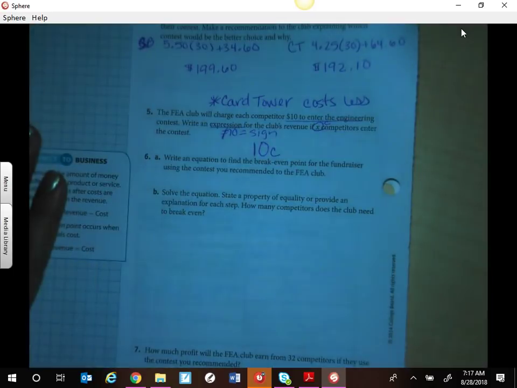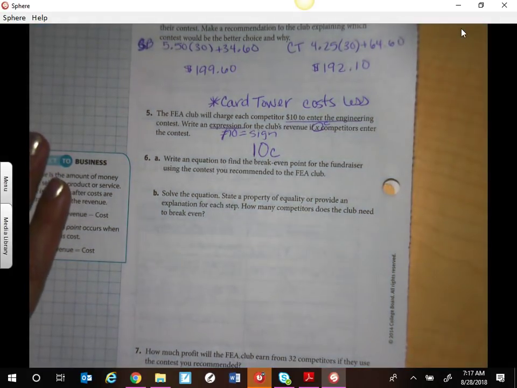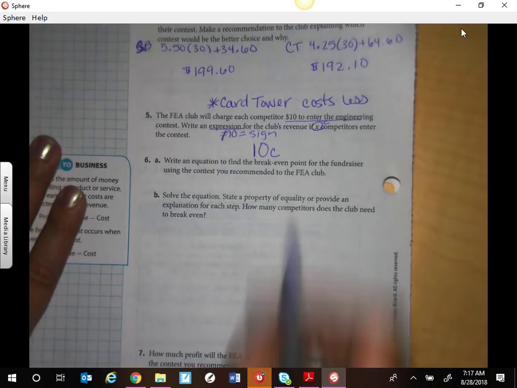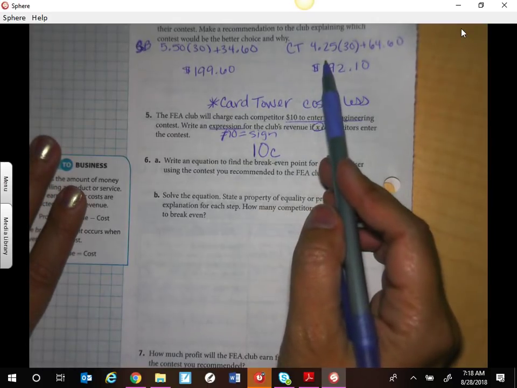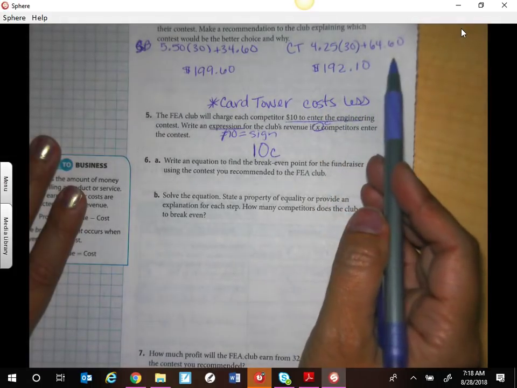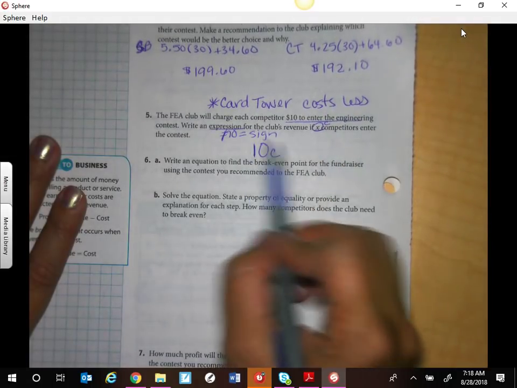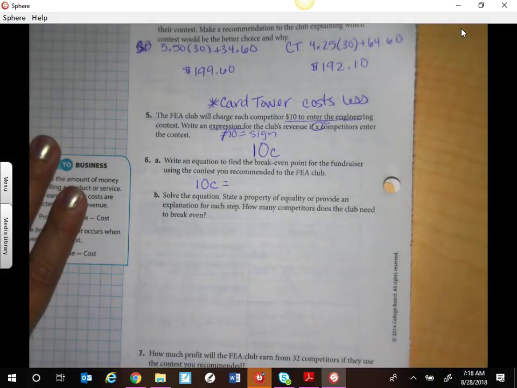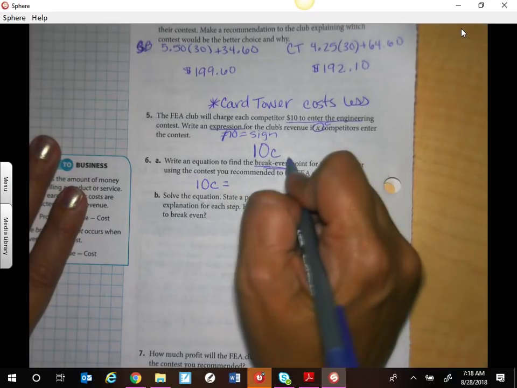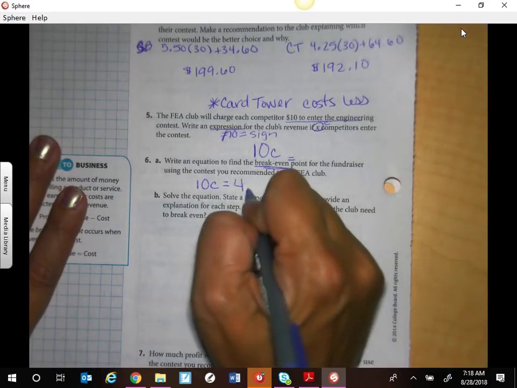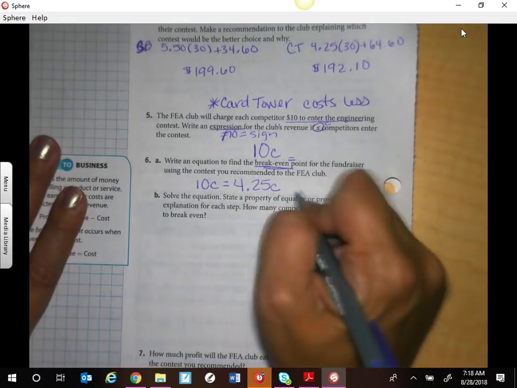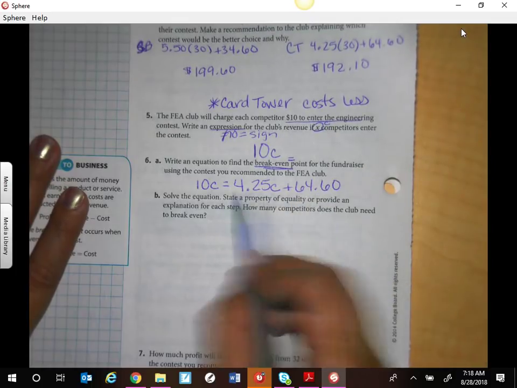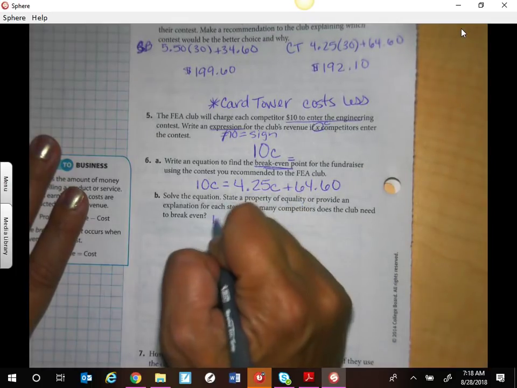Write the equation to find the break-even point for the fundraiser using the contest you recommended. So what we're going to do is we know that we have 425 times the number of competitors plus 64.60, and we know that we're going to make $10 for each of those. So how do we break even is another way of saying for them to be equal. So 10C equals 4.25C plus 64.60, and then they want us to go ahead and solve this like we did on the previous page.